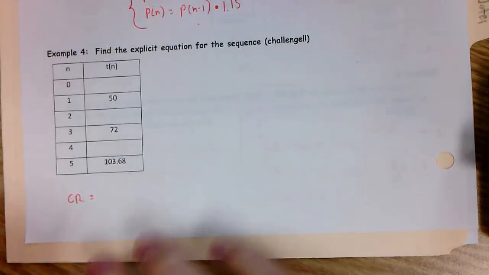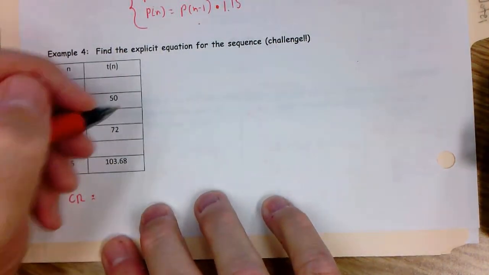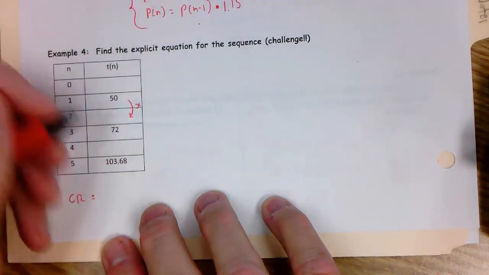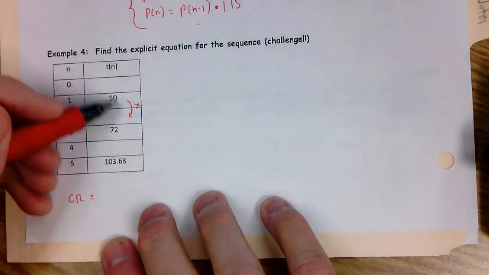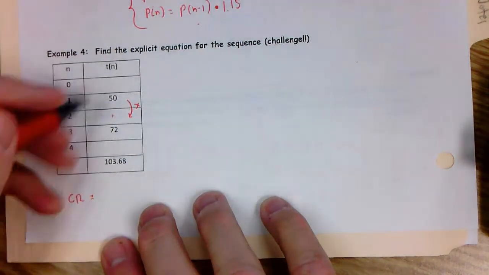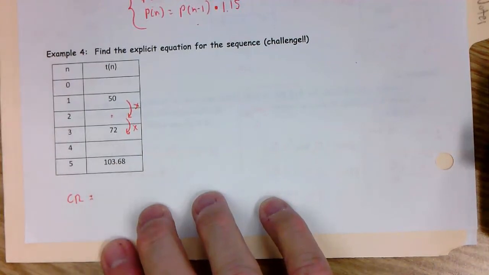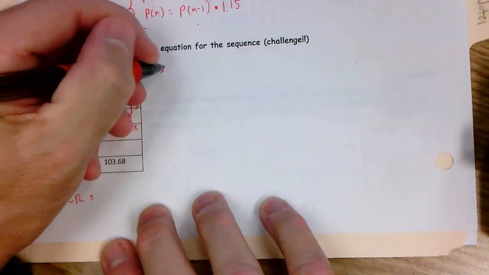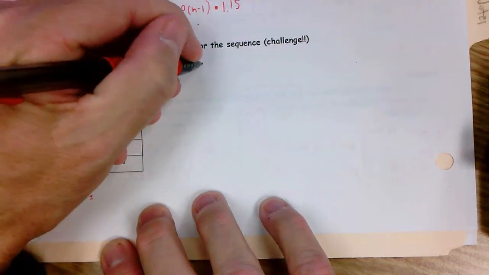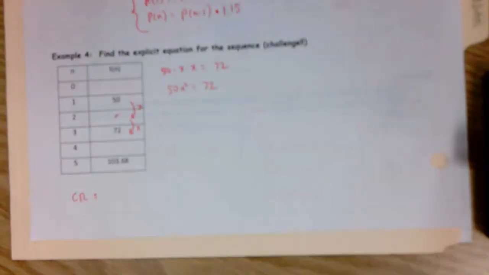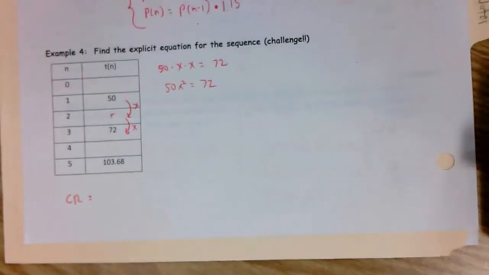So here's how you would do it. Look at this. Here's what I do know. I know that if I multiply 50 by the common ratio, I'll call the common ratio x. If I multiply 50 by x, I get the next term. And then if I multiply that by x, I get the next term, which is 72. So that means 50 times x times x, or 50x squared, equals 72. And I can actually solve this for x, and I'll know what the common ratio is.